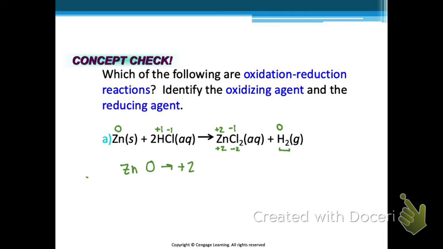So did it gain electrons or lose electrons? Think about what electrons are. What charge does an electron have? It became more positive, right? So it lost electrons.